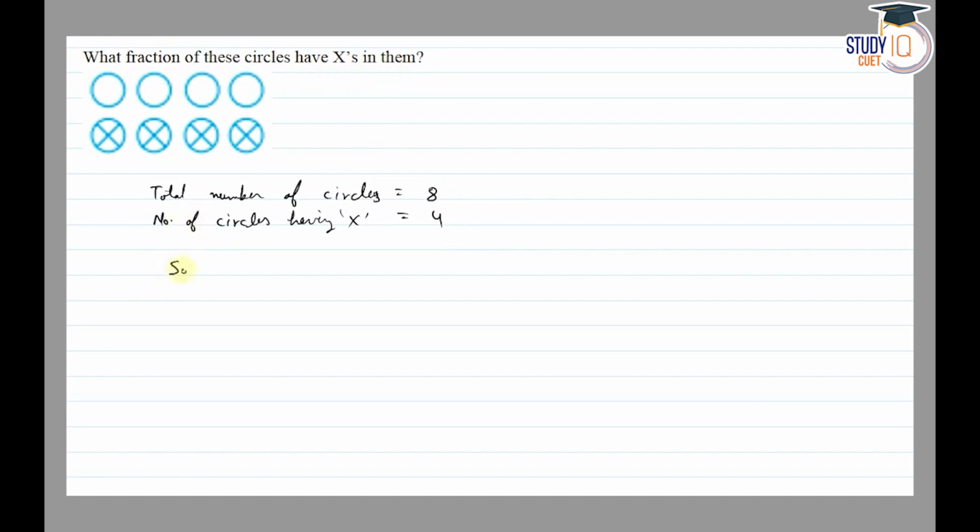So required fraction is equal to number of circles having x upon total number of circles, जाएगा 4 upon 8. So इसे हम simplify कर लेंगे. ये 4 से cancel out हो जाएगा 1 time and 2 time. So the fraction will be 1/2.